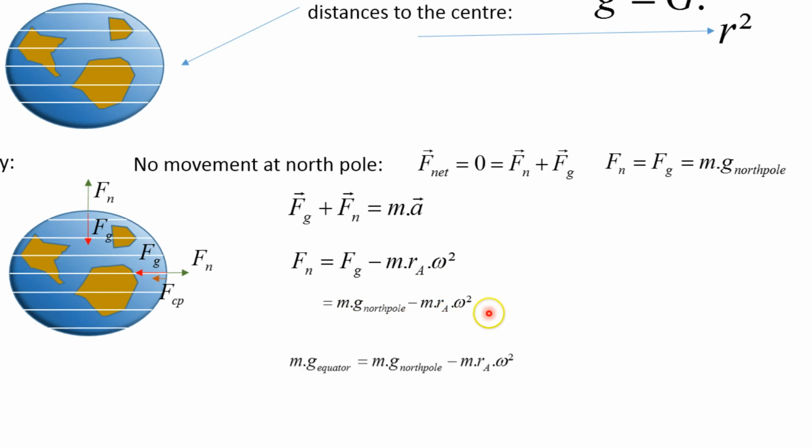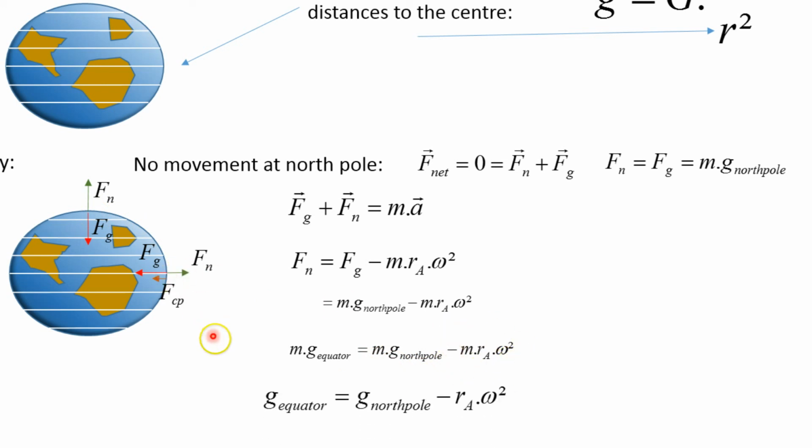times omega squared. What we feel when we are at the equator, we don't think that we're constantly orbiting or constantly rotating around the center of the Earth. We just feel Fn, the force which pushes us upwards, is m times g equator. The field we experience at the equator is m times g of the North Pole, the field we experience at the North Pole, minus the force we need to be on the circular path, which makes g of the equator equal to g of the North Pole minus the radius of the Earth times the angular velocity squared.